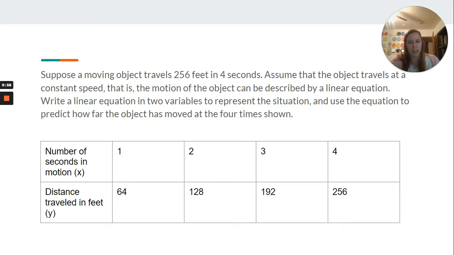So we have our chart there. In 1 second, it traveled 64 feet, 2 seconds, 128, and so on. So our equation is going to look like this. We start with 256 over 4, which is equal to y over x. Then we want to get y by itself, so we multiply times x on the other side. And then we can simplify 256 over 4 to get 64, so we have y equals 64x.